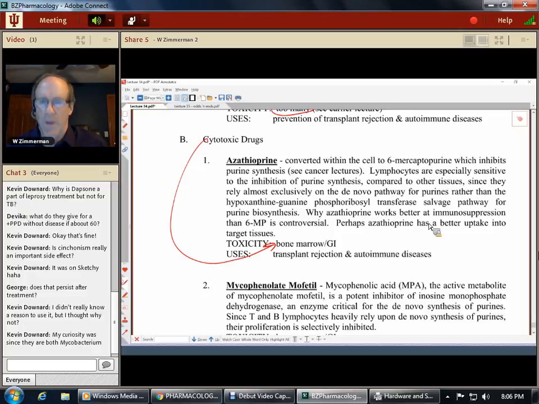But azathioprine is a prodrug. So why are we giving a prodrug? Why not just give the mercaptopurine? We don't really know. Perhaps the azathioprine has a better uptake into the target tissue, into the lymphocytes. It does just seem to work better.